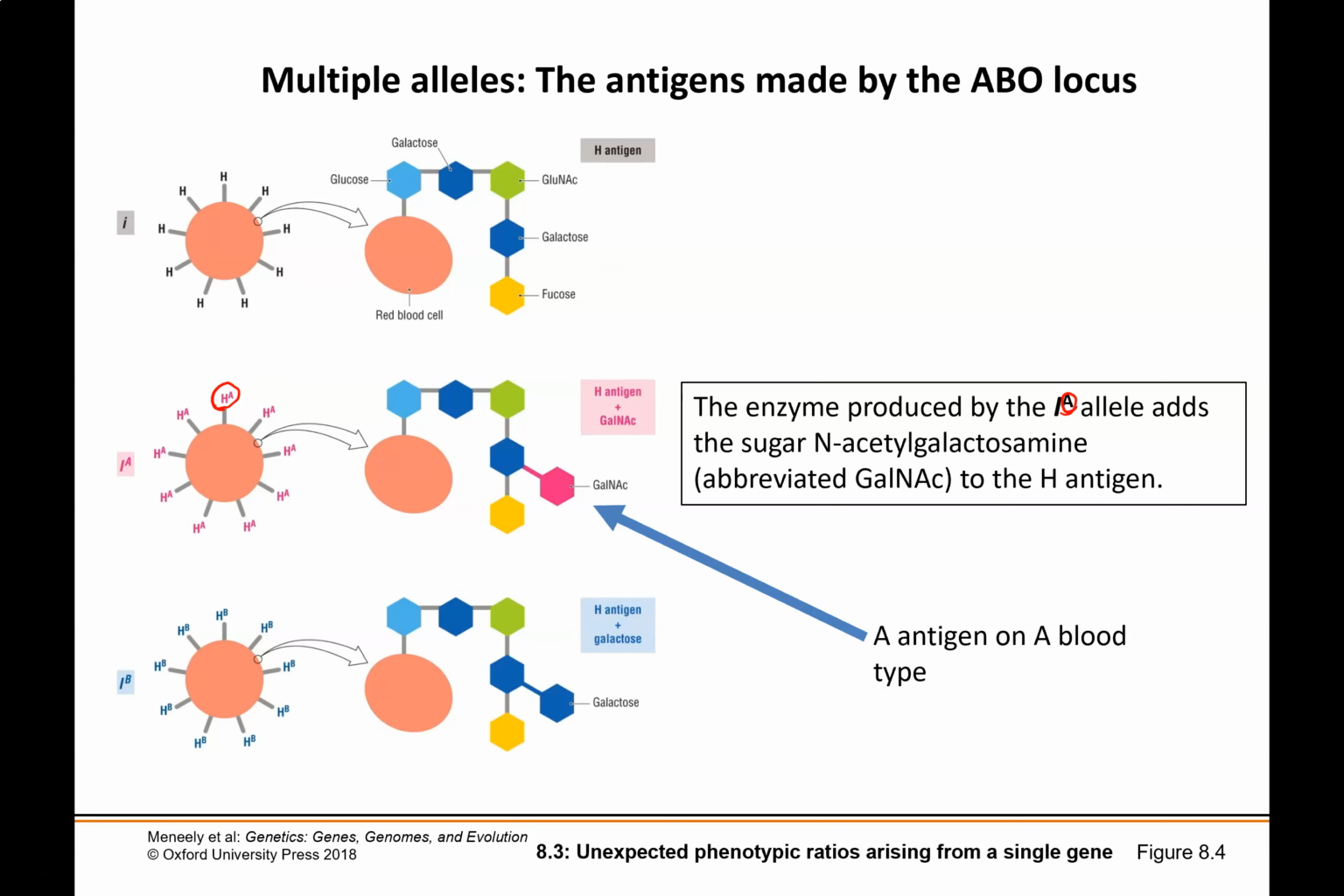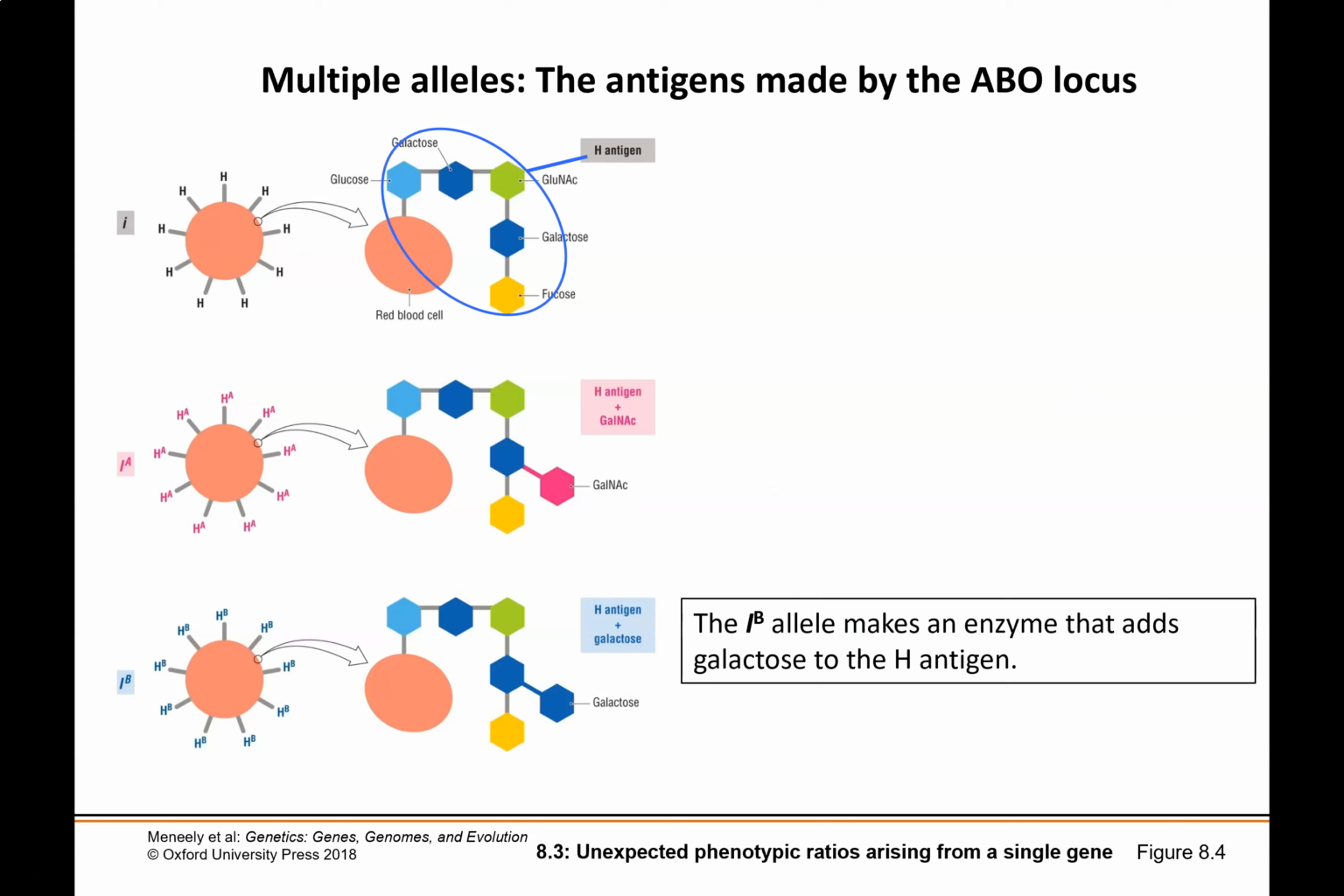Now you might guess that B does something similar. So in the B blood type, that glycosyltransferase adds a galactose. We'll call that the B antigen. That's indicated over here by the HB. So if you are O blood type, you have no antigen attached to your H antigen arm. If you are A blood type, you have the A antigen. And if you are B blood type, you have the B antigen.